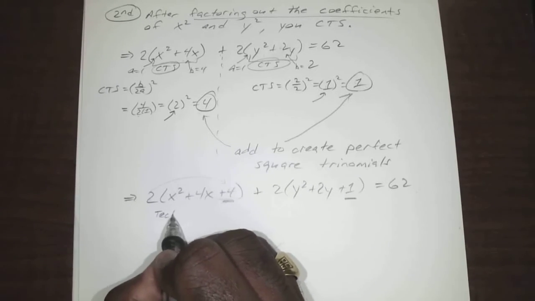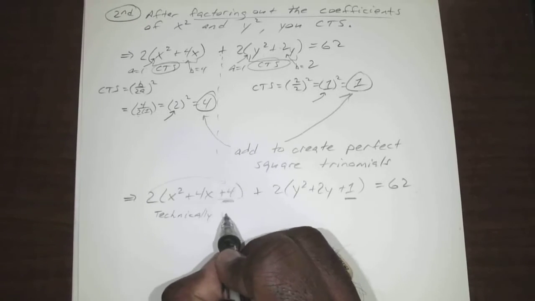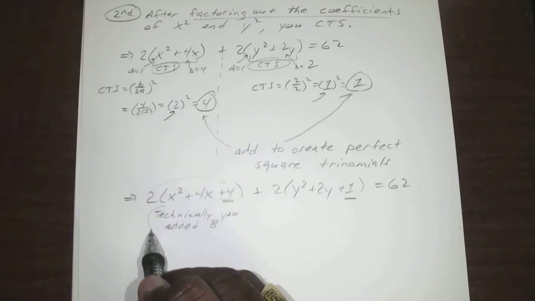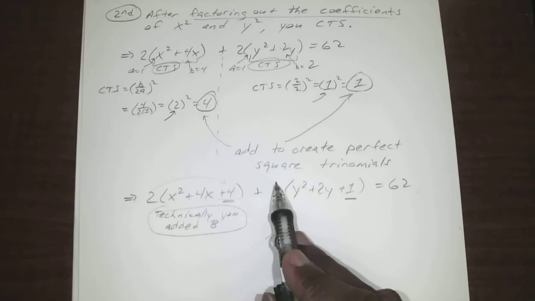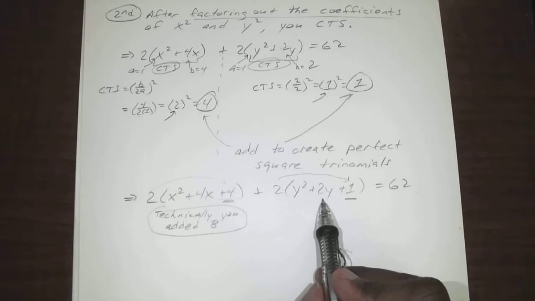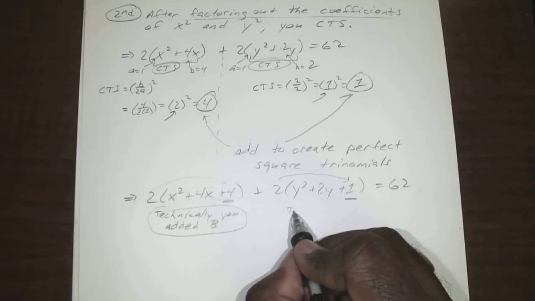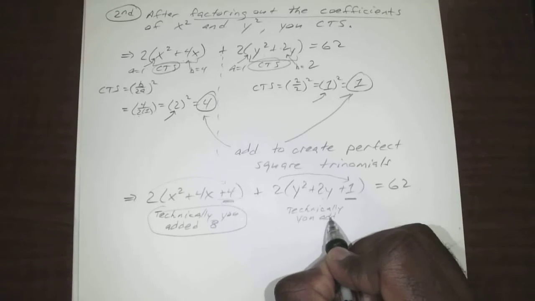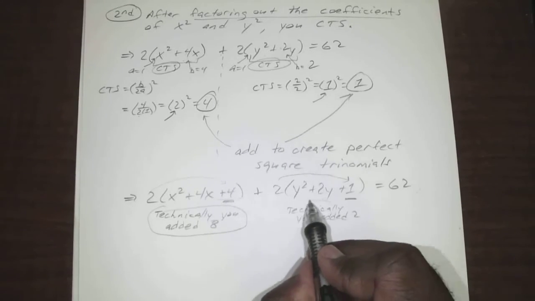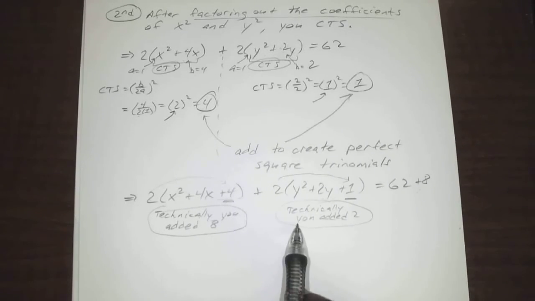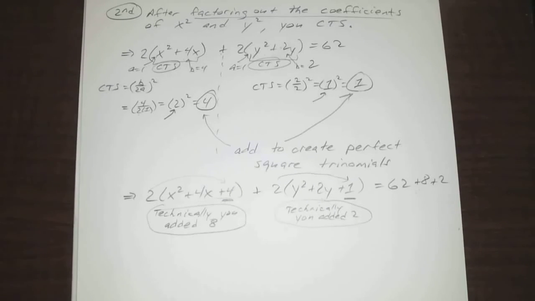Okay, so technically you added 8 to this side. And for this one, if you distribute that 2, you end up with 2 times 1. So technically you added 2 to this side. Okay, so that means you're going to add 8 over here and 2 over there. Okay, did that make sense?